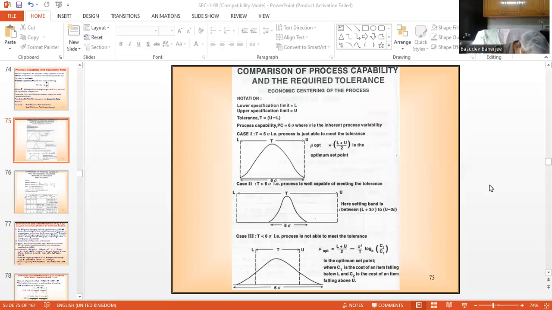R bar is equal to 2.3 microns, that is 0.0023 mm. Now for the range chart, the central line is R bar, that is 0.0023 mm. Upper control limit is D4 R bar. Here n equals how much? n was given as 6.